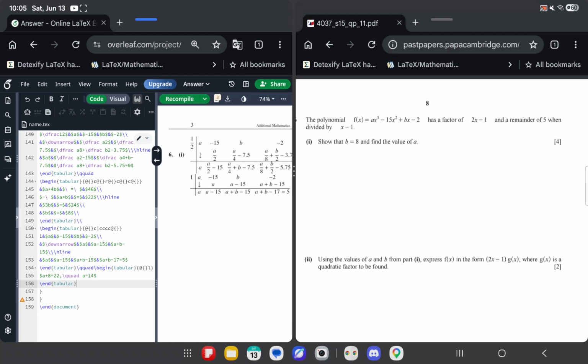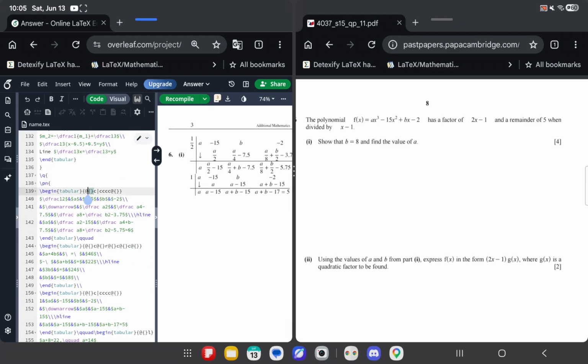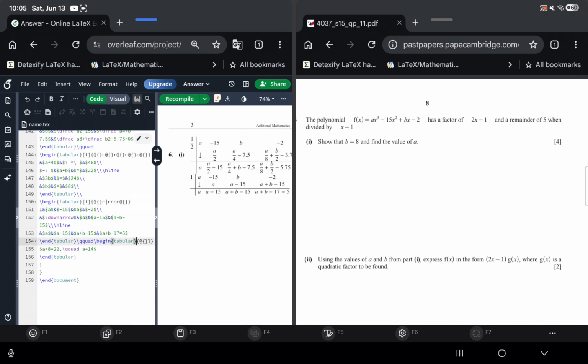Nice. Next, we can say that this would be aligned at the top, and we can also say this would be aligned at the top, and we cannot say that this is aligned to the top. And part ii, using the values of a and b from part i, express f of x in the form where g of x is a quadratic factor to be found.